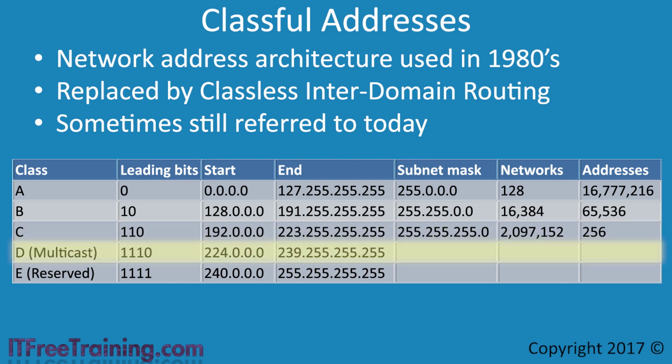The next class is Class D. This is used with multicast. Multicast is when one packet is sent to multiple computers. The last class is Class E. This is reserved. Maybe one day it will be used, but currently is not. Classful addresses can be divided up into smaller parts to reduce the amount of wasted addresses. Let's have a look how.